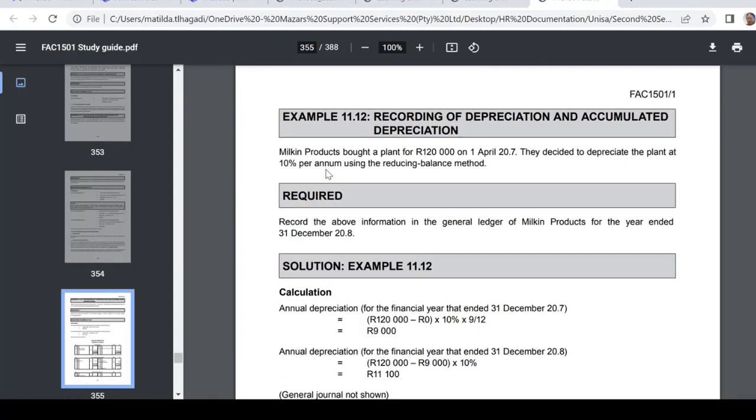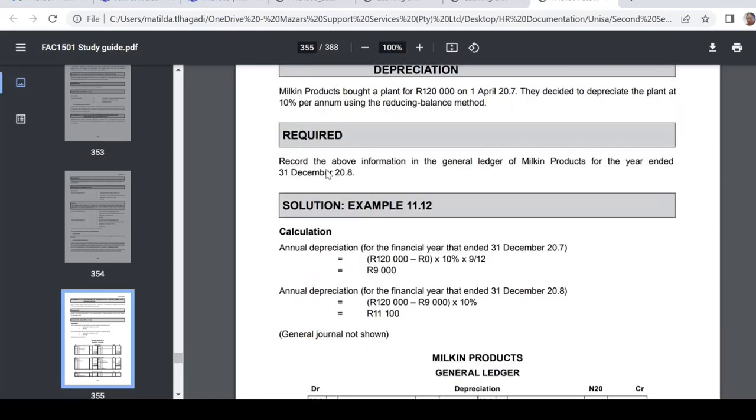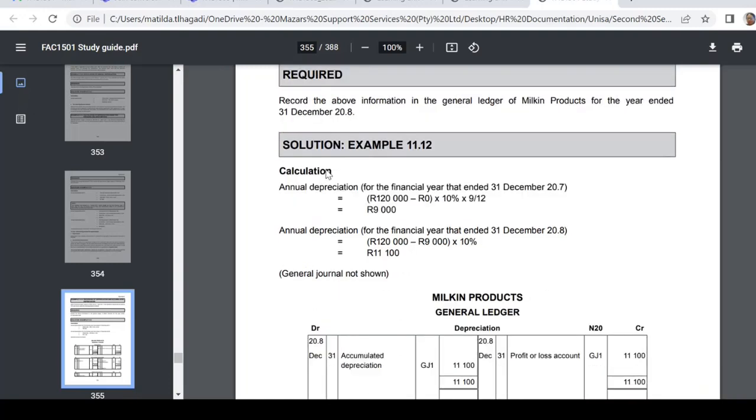Recording of depreciation and accumulated depreciation. Milking Products bought a plant for 120,000 on the 1st of April 20.7. They decided to depreciate the plant at 10% per annum using the reducing balance method. Record the above information in the general ledger of Milking Products for the year ended 31st December.